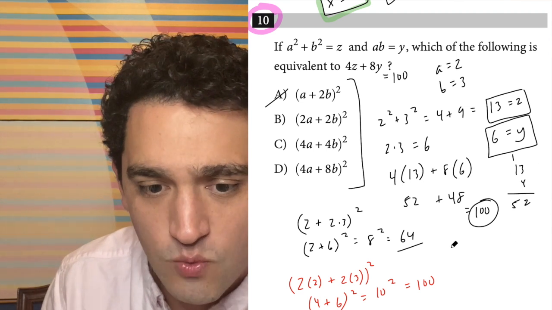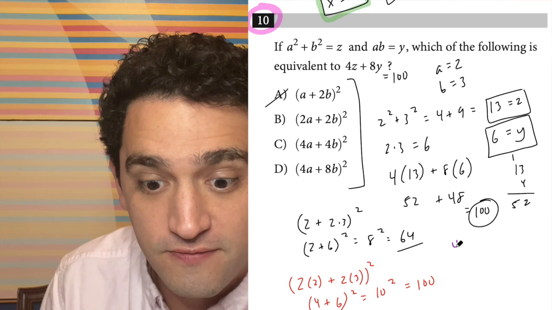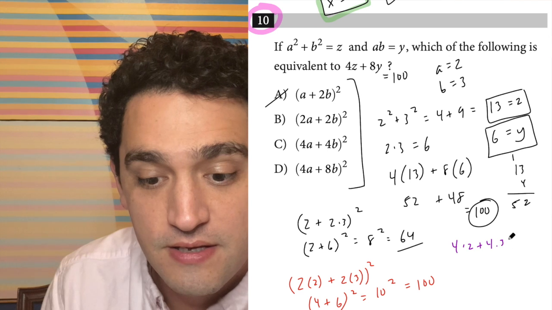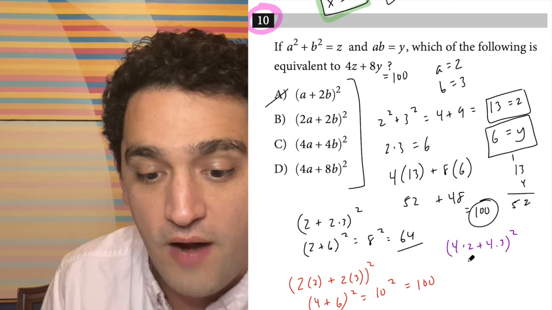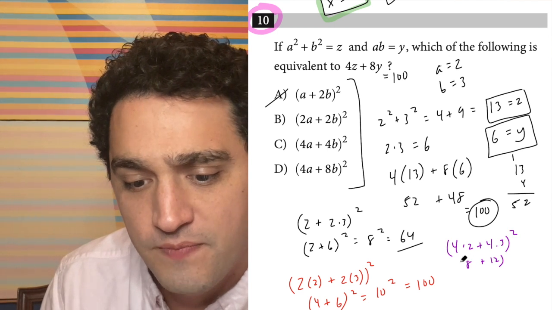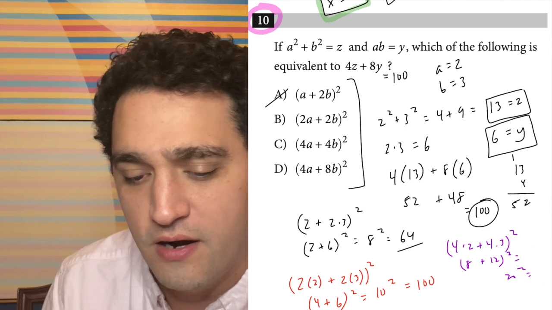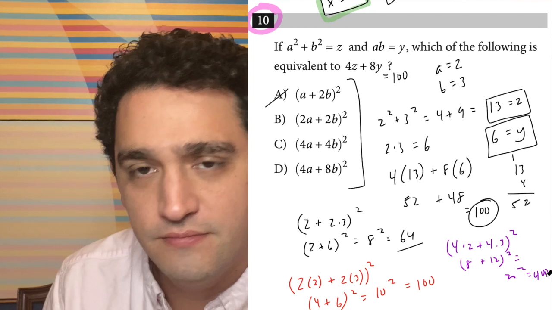4A plus 4B squared, we can look at it as 4 times 2 plus 4 times 3 squared. That's going to be 8 plus 12 squared. That's a huge number. 20 squared. That's actually 400. No good.